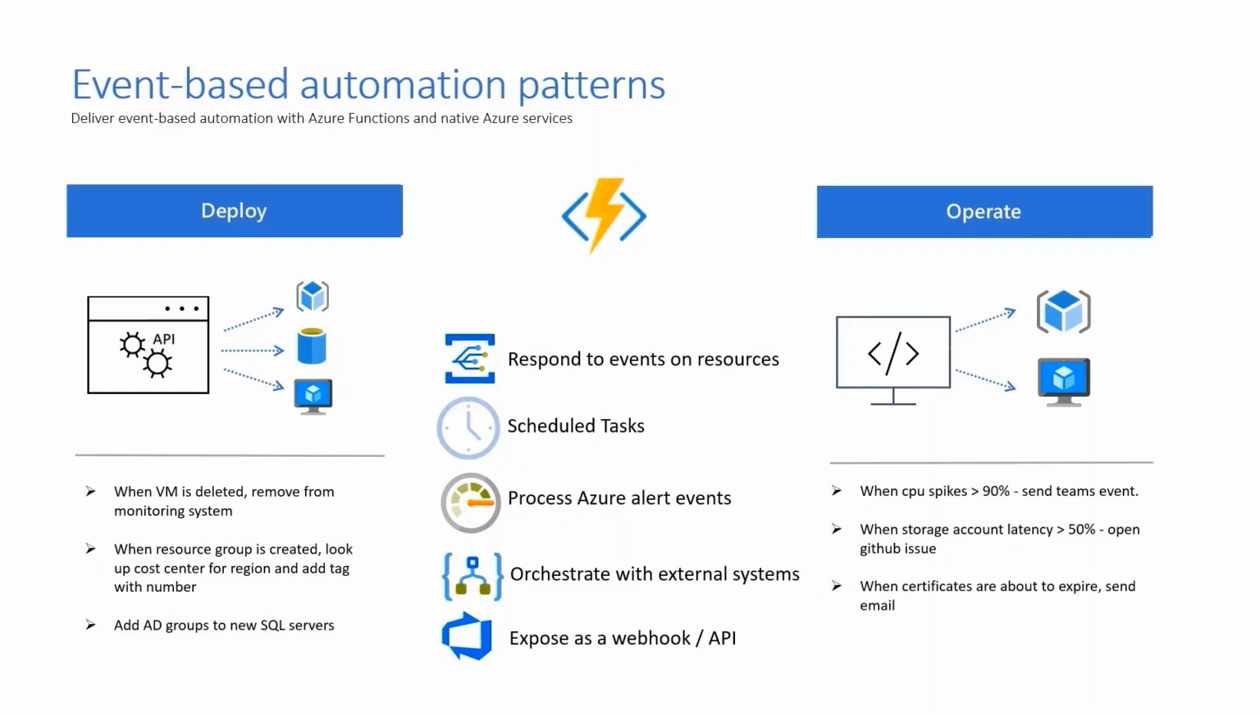The 5 key patterns we will discuss today will enable you to develop a set of automation that can manage both your cloud and on-premises resources in a consistent way with Azure Functions. These patterns consist of how to respond to events on resources, how to build scheduled tasks, and how to process Azure Alert events. Then, how do you expose your automation, so build in business logic so you can expose this as a webhook or an API. And then the last pattern is how to integrate and orchestrate with external systems you may already have inside your environment.